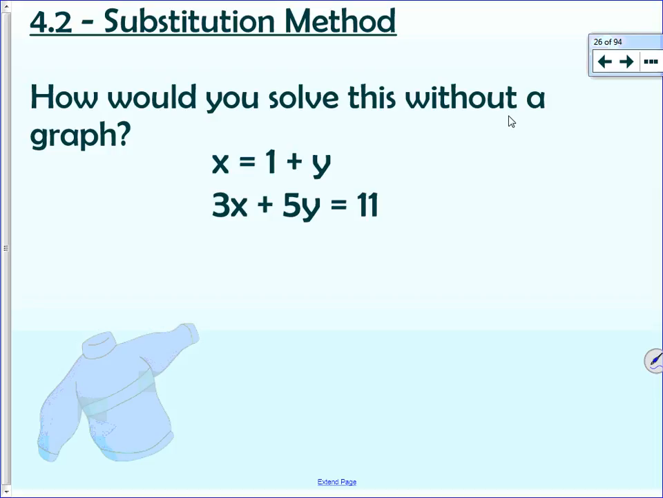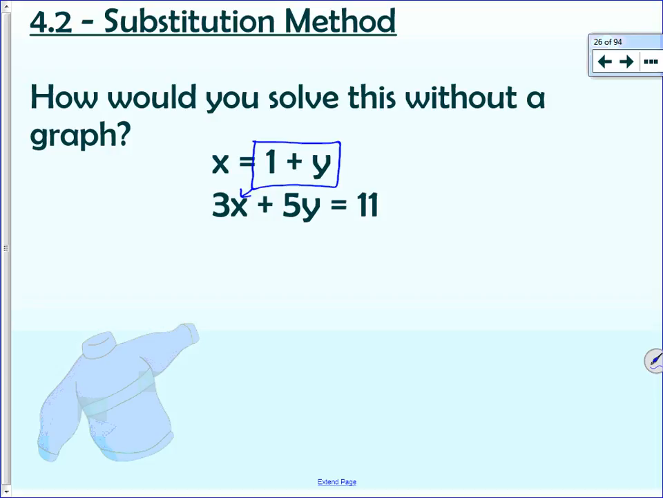So far all we've been doing is substituting numbers for variables. But now we're going to be substituting expressions for variables. So in the top equation, we know that x equals 1 plus y. So I'm going to put a little box around 1 plus y because that is what x equals. So now what I'm going to do in my bottom equation is substitute in 1 plus y where I see x. Because that is what x equals.